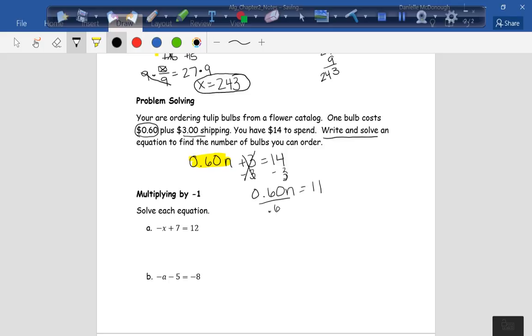I'm going to divide by my 60 cents to get n equals, let me grab my calculator here. If I do 11 divided by 0.60, basically what it comes down to is 18.33 repeating. And so with that, if it's asking me to write and solve an equation to find the number of bulbs you can order, I can order 18 bulbs. I can't order 19 because I would run out of money.